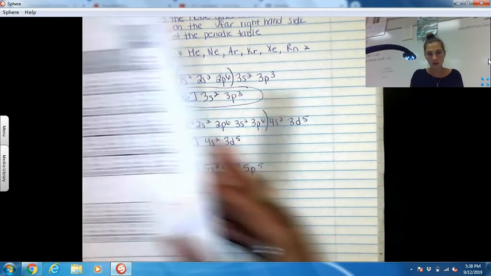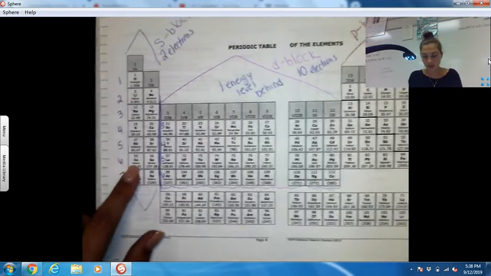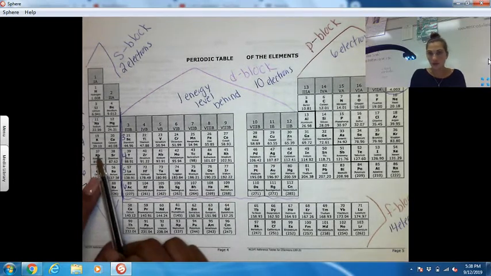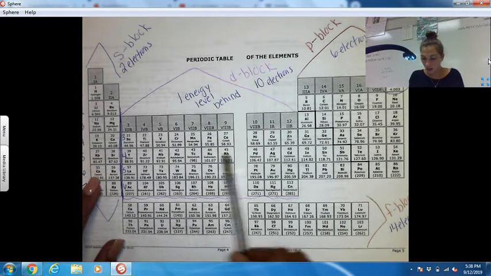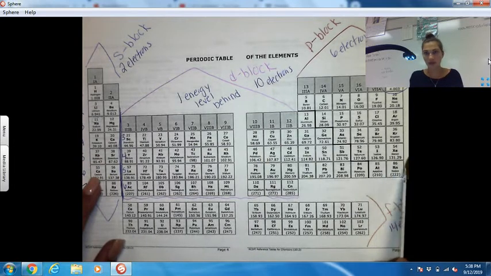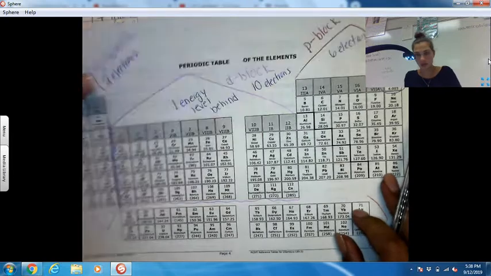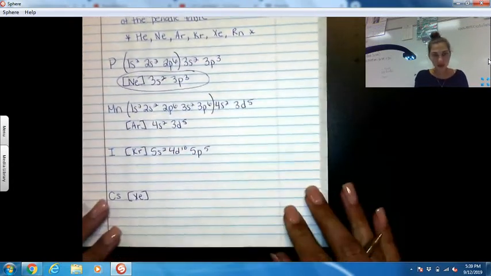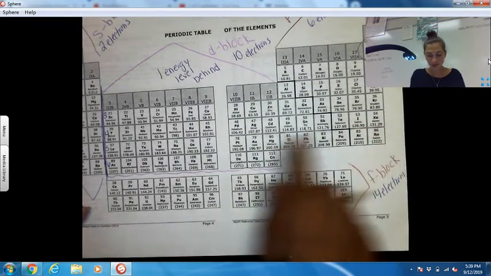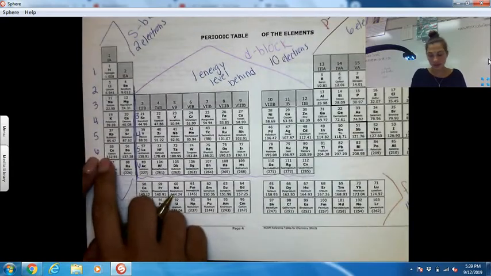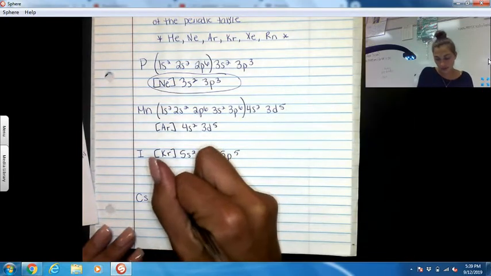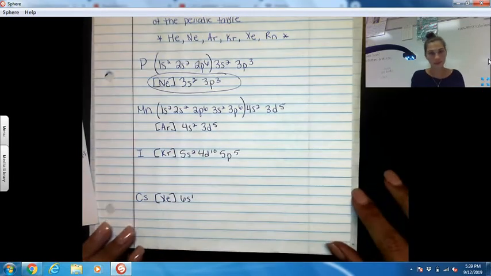Okay, so now let's look at cesium. Cesium is here. So we go one up if we're looking for the last noble gas, and we go all the way over. So now we have xenon. So xenon is what's going to be in brackets. And then remember, we continue our electron configuration after it. So after xenon, we are in the 6s, and cesium happens to be the first one. So now we have 6s1. And there you go.